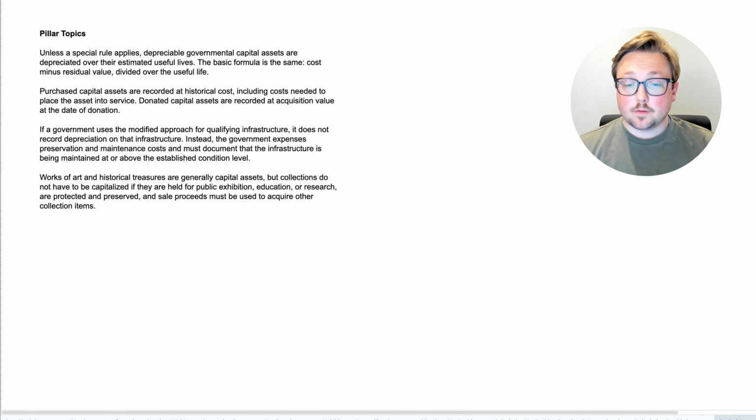If a government uses the modified approach for qualifying infrastructure, it does not record depreciation on that infrastructure. Instead, the government expenses preservation and maintenance costs and must document that the infrastructure is being maintained at or above the established condition level. Lastly, works of art and historical treasures are generally capital assets, but collections do not have to be capitalized if they are held for public exhibition, education, or research, and are protected and preserved, and sale proceeds are used to acquire other collection items. So again, those were the key things, the main ideas that we were supposed to learn from those questions.